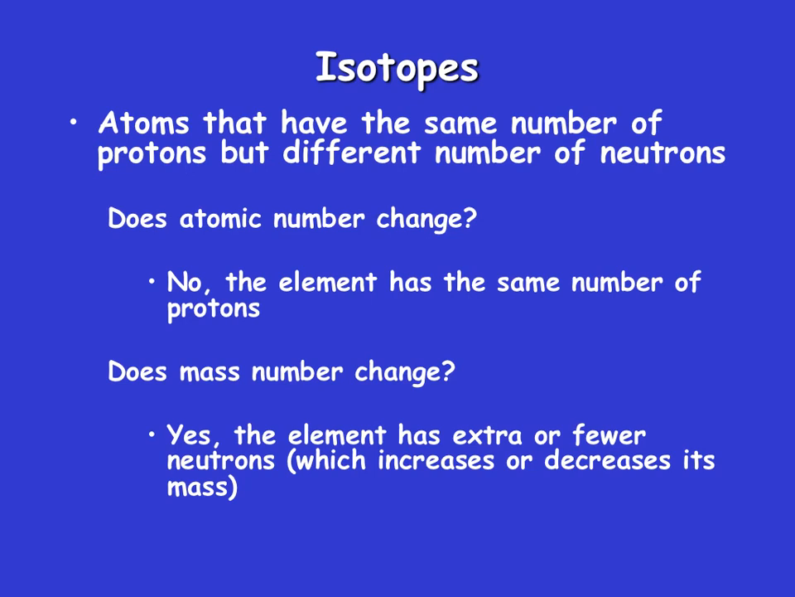So here's a formal definition for isotopes. It says that atoms have the same number of protons but different numbers of neutrons. So does your atomic number change? As I mentioned, no, it still stays the same because your number of protons is staying the same. But your mass number does change because remember, to figure out mass number, that's going to be our number of protons plus our number of neutrons. So of course, if we change this value, our mass number is going to change.